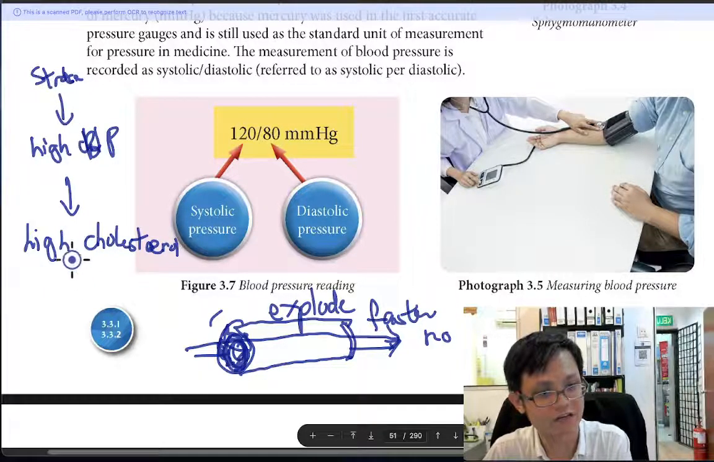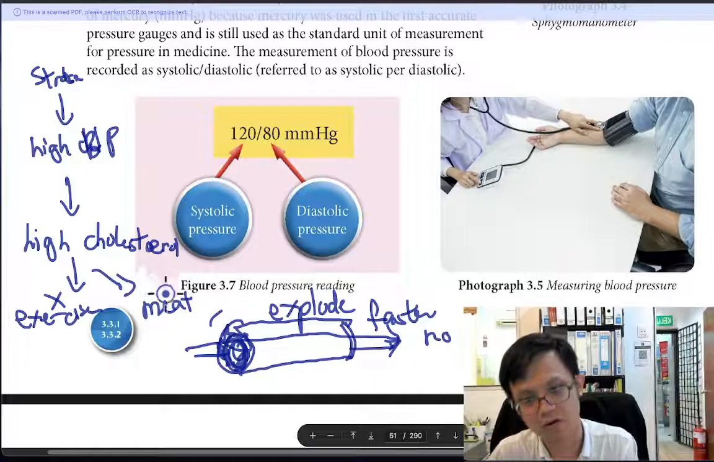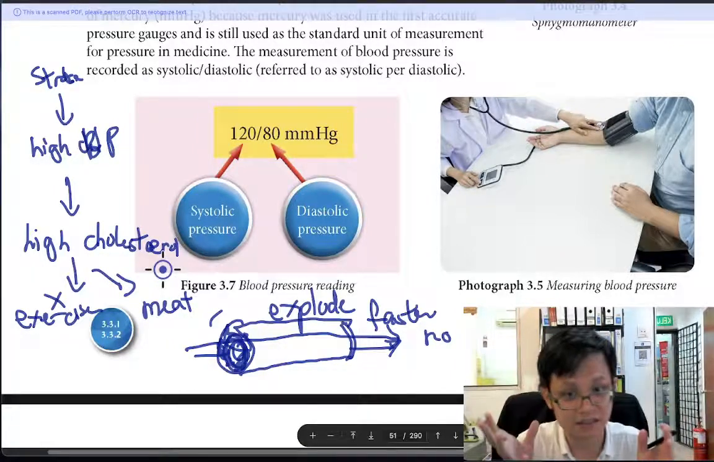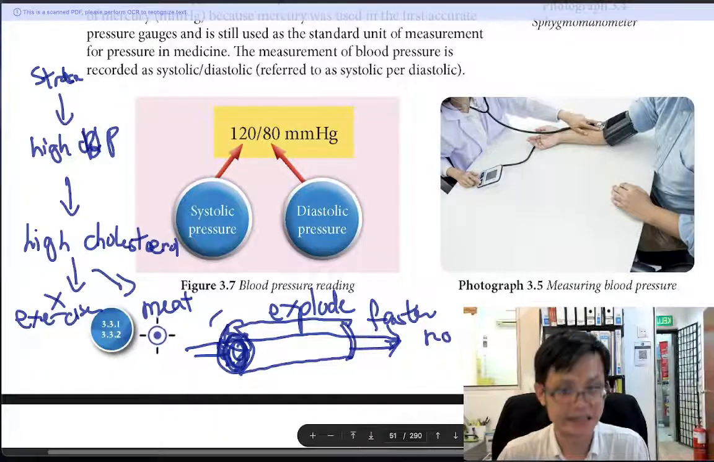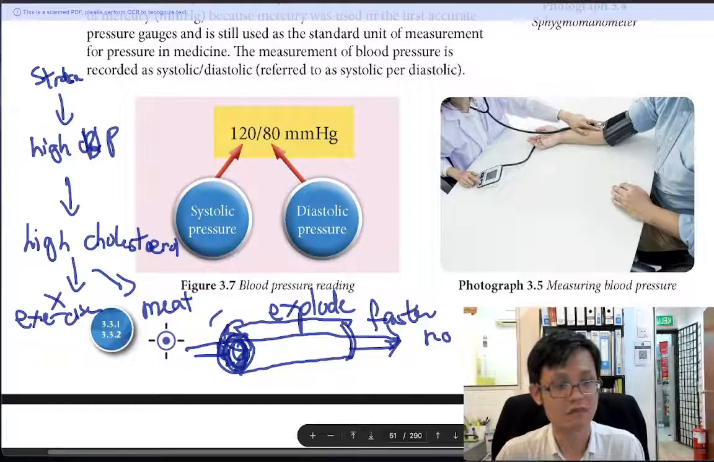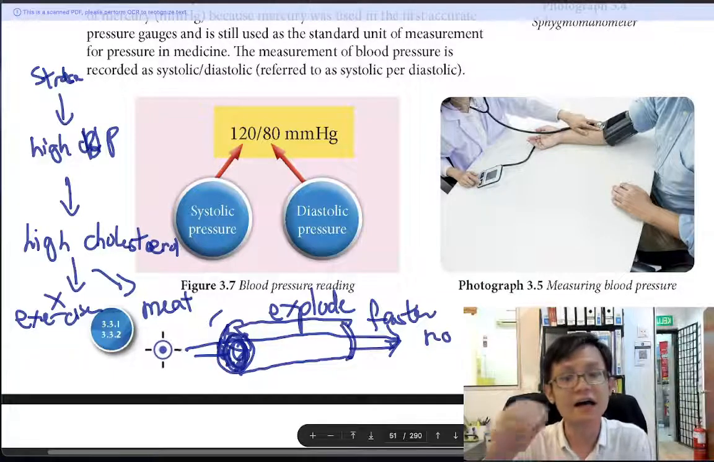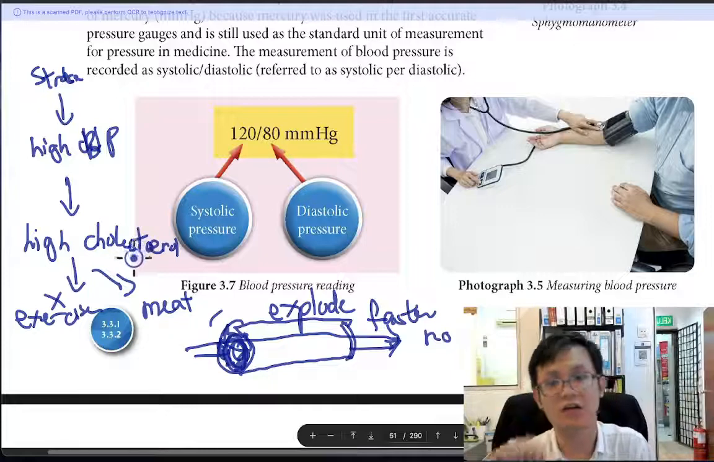Why high cholesterol? Maybe the person doesn't exercise. The person always eats, for example, meat, pork, or whatever high-cholesterol thing. So that is why we always say, don't eat too much fat and meat, because it will increase the fats. The fat will increase the cholesterol.